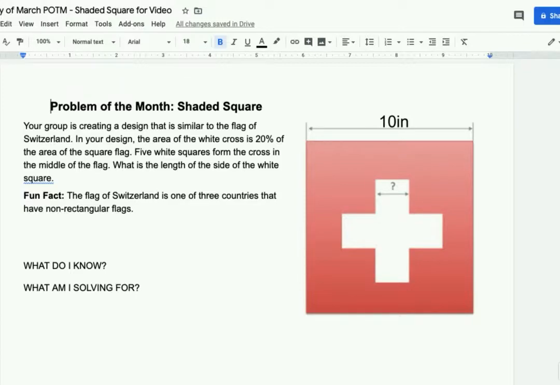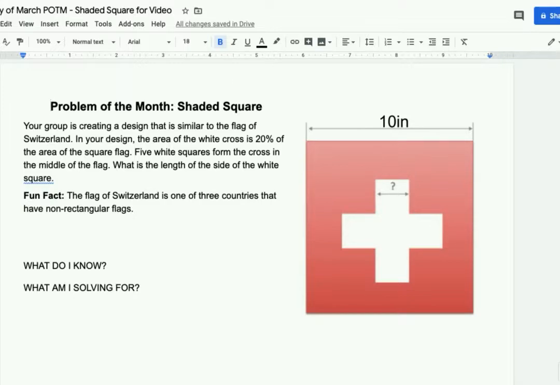So I'm just going to go ahead and read the problem. It says that your group is creating a design that is similar to the flag of Switzerland. In your design, the area of the white cross is 20% of the area of the square flag. 5 white squares form the cross in the middle of the flag. What is the length of the side of the white square?